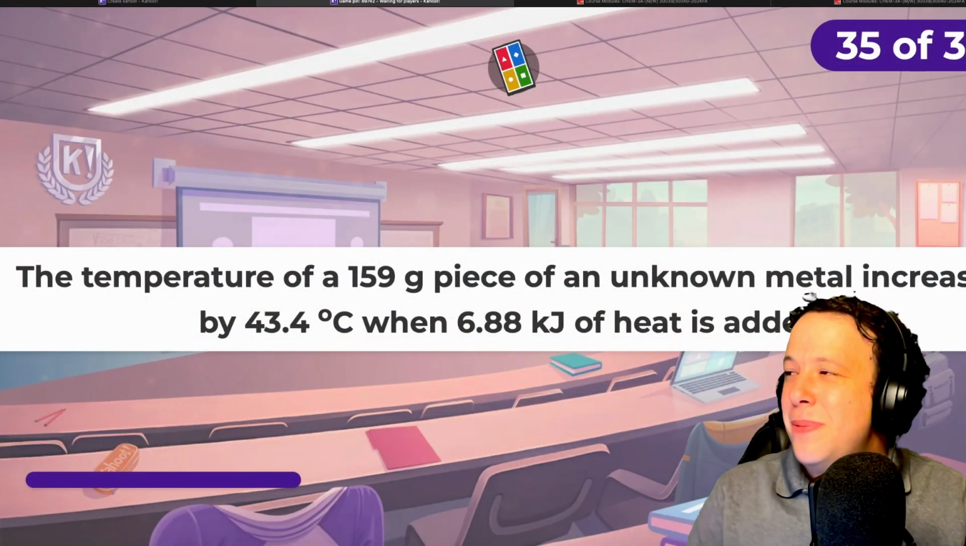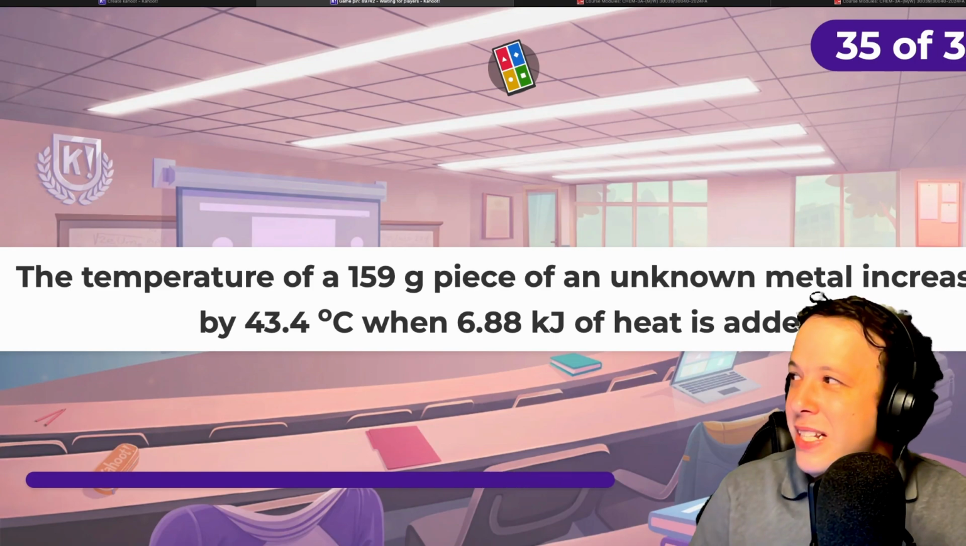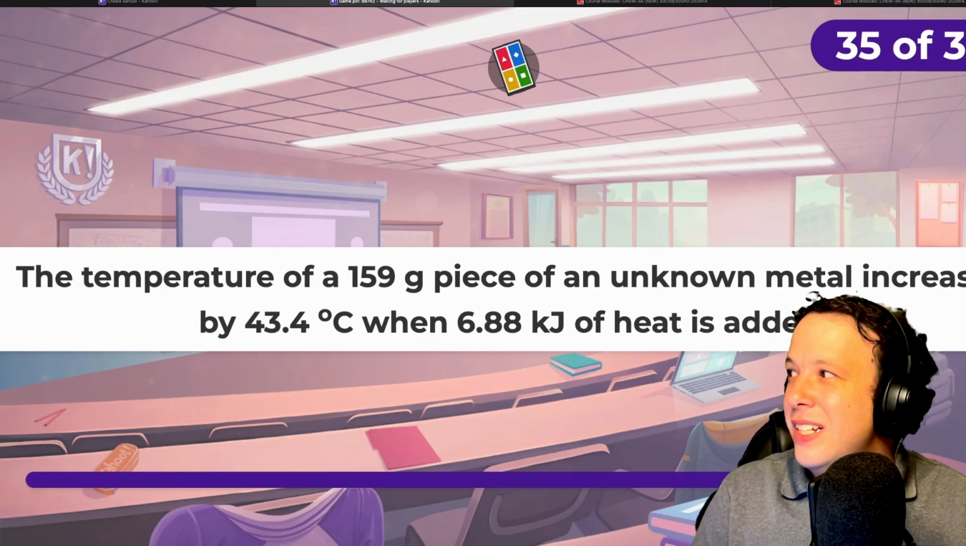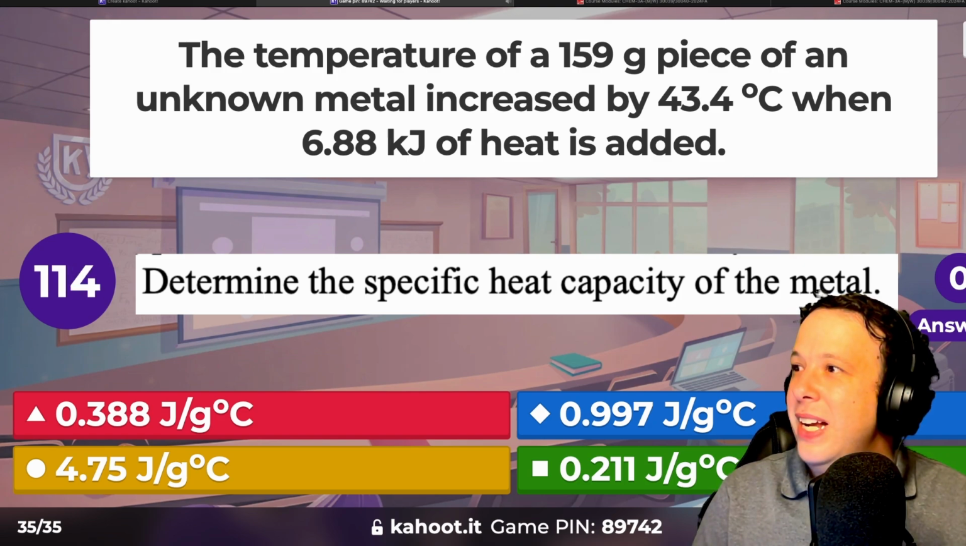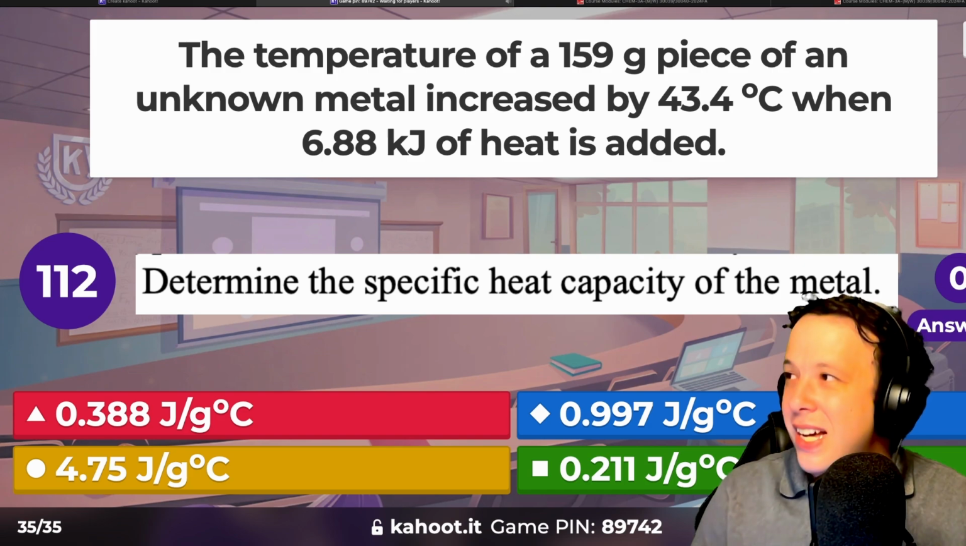The temperature of a 159 gram piece of an unknown metal increased by 43.4 degrees Celsius when 6.88 kilojoules of heat is added.